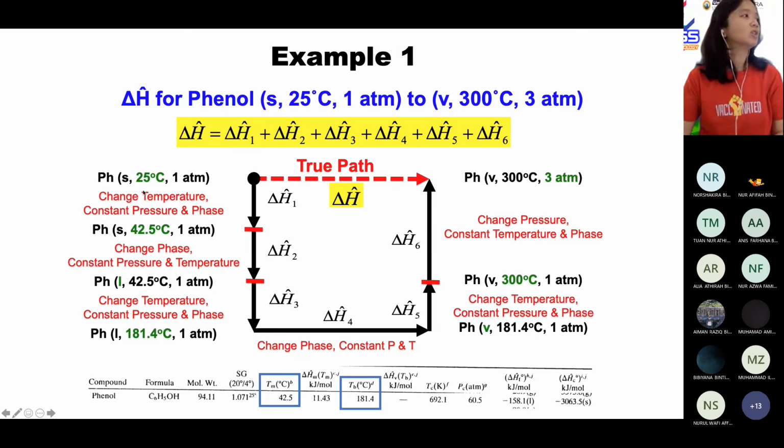Contohnya, dalam kes phenol ni, saya nak tukar kepada vapor, okay, saya kena tukar dulu kepada liquid. So, for it to become liquid, saya kena check apakah melting temperature phenol. Melting temperature phenol from table B1 adalah 42.5. Meaning, phenol solid saya yang 25 Celsius tu, first path, I will heat up first untuk menjadi 42.5.